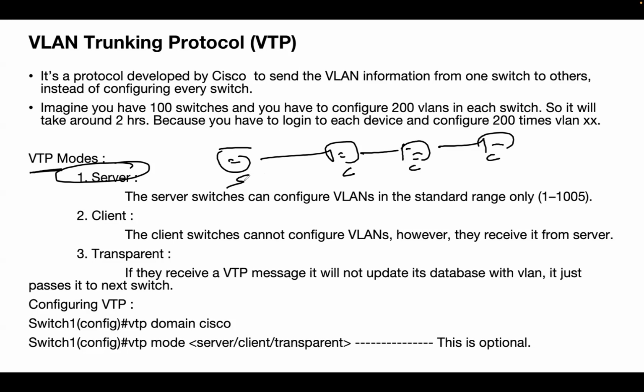See, in the server switch, you can create all 200 VLANs. And when you configure a client here, the server switch will automatically send traffic to the client, and the VLANs automatically come to the client. That's the easy part of it. So the server will send to the client, and the client will send to the other client.